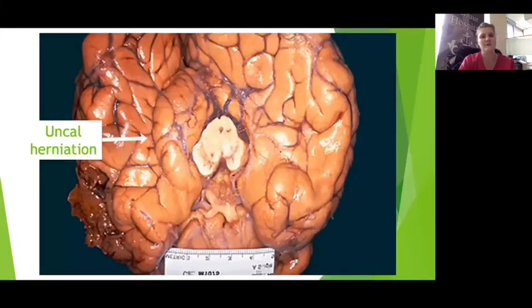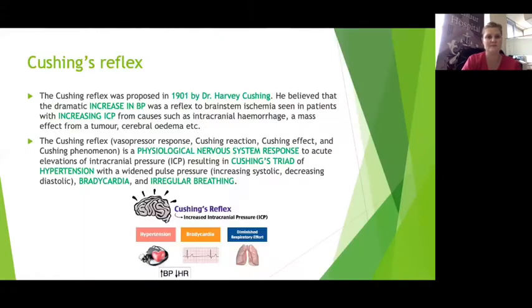This is just the pathology slide of an uncal herniation. I just thought it was quite interesting to see that this is actually the medial part of the temporal lobe, called the uncus, that's actually dipped down under severe trauma. You can see this is almost like a burst posterior temporal lobe over here. So you can imagine that a quite significant amount of swelling caused uncal herniation, and probably an unsurvivable injury led to herniation and the patient's demise.